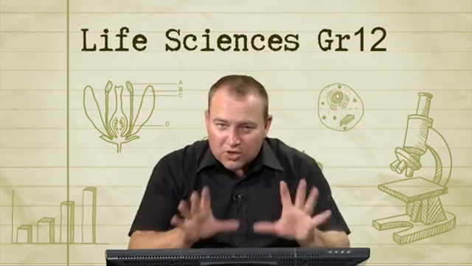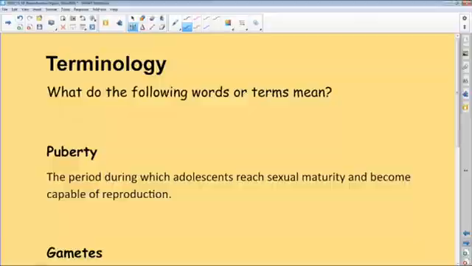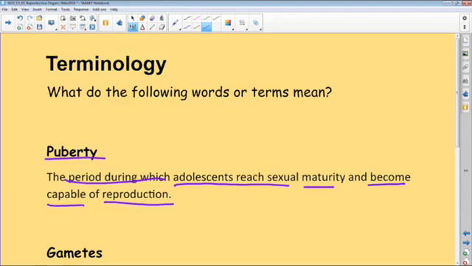Okay, I've noticed that that wasn't too difficult for you. These are simple words. So let's have a look at what the answers are. Puberty: it's the period during which an adolescent reaches sexual maturity and becomes capable of reproduction.